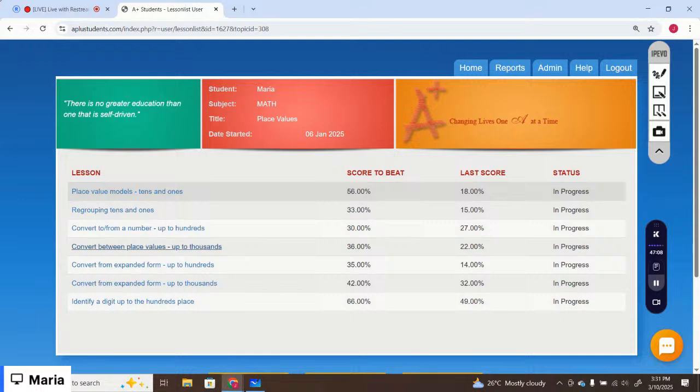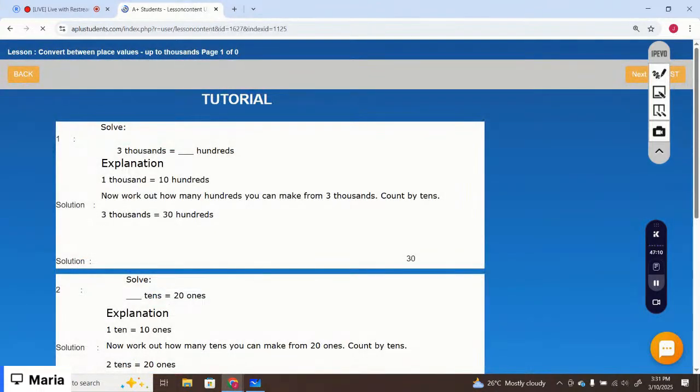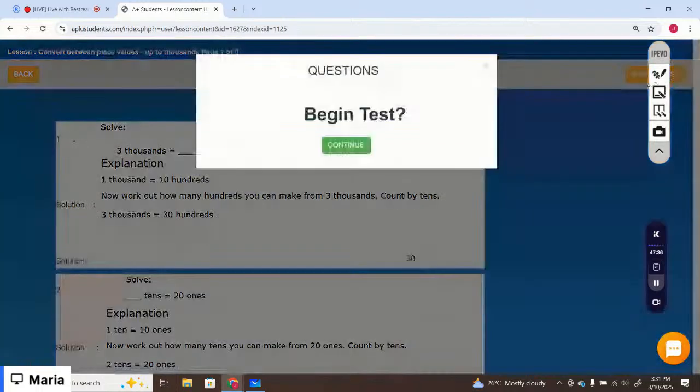Convert between place values up to thousands. 3,000 is equal to how many hundreds? 3,000 is equal to 30 hundreds. Let's just start with the test questions.